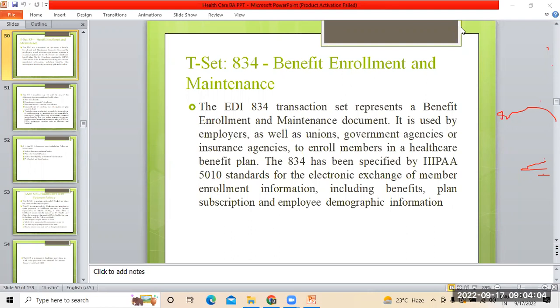Yes, 835, 834, 271, 276. These are the code numbers you must be familiar with, and you need to know that process, because being a BA, this is where you need to know. The basics are also required, of course, because we may come across situations where some people ask and you need to answer.